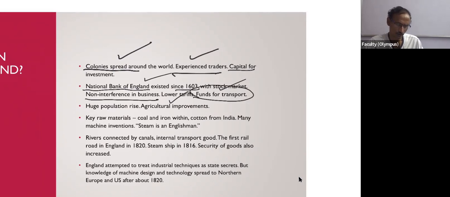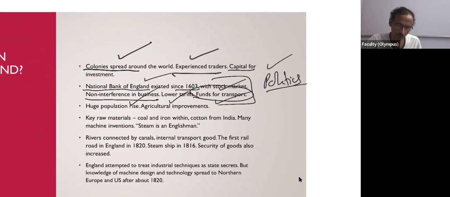But how could this be possible, be it the stock market or non-interference in business, funds for transport? These are all related to politics.